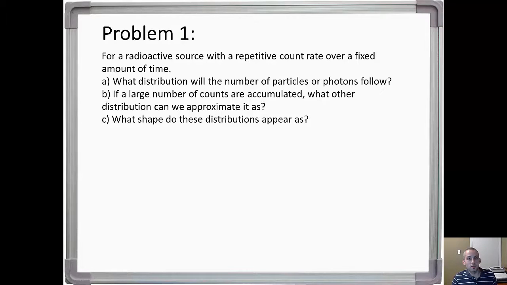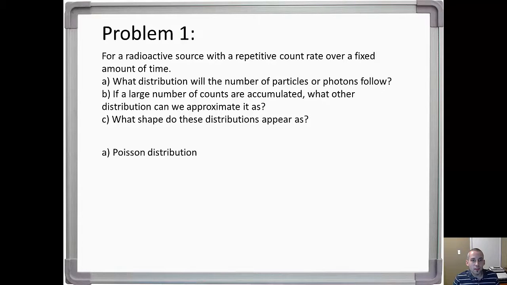Okay, so question one. For a radioactive source with a repetitive count rate over a fixed amount of time, what distribution will the number of particles or photons follow? The answer is Poisson distribution.